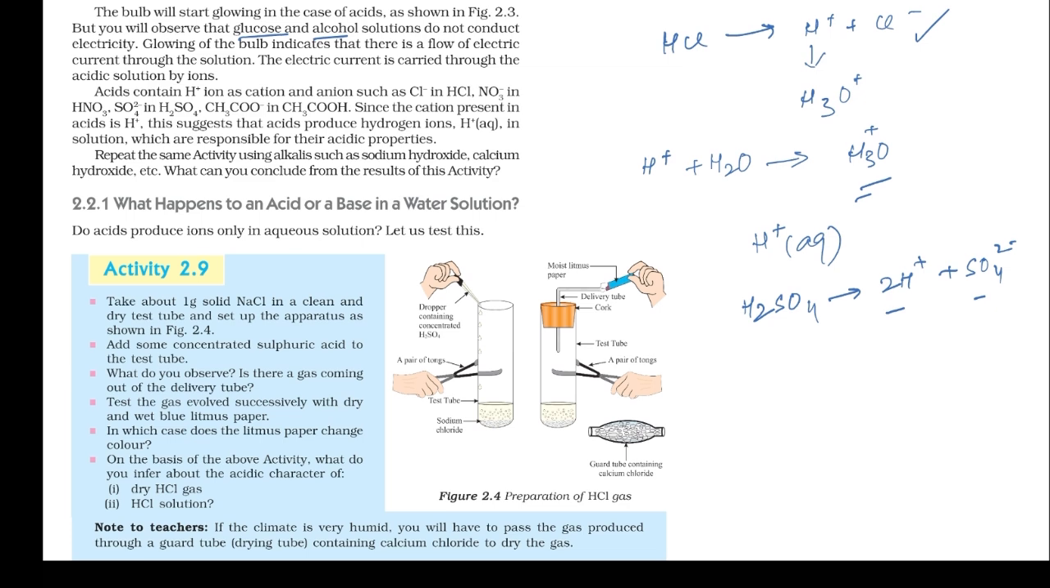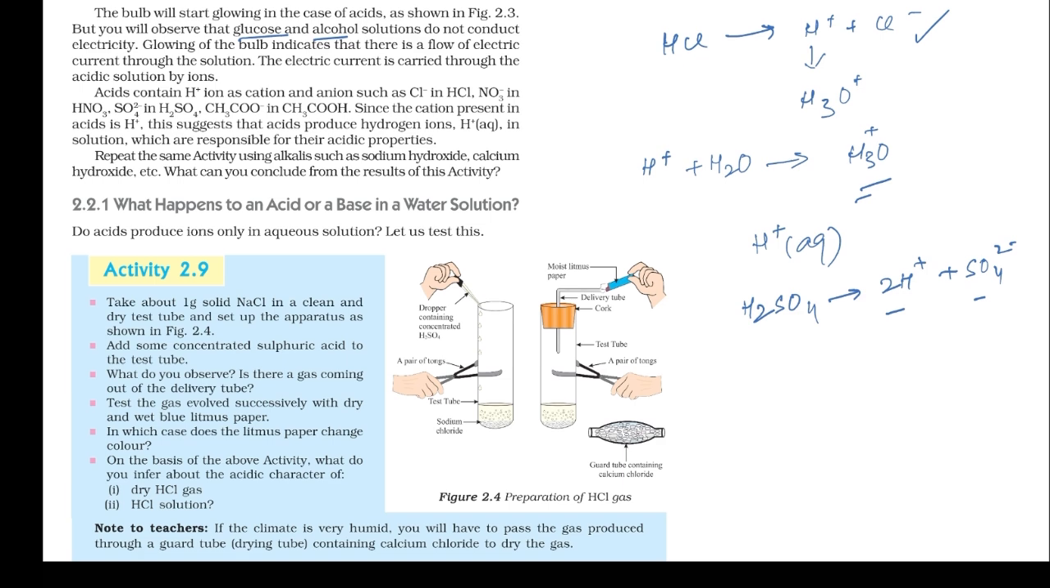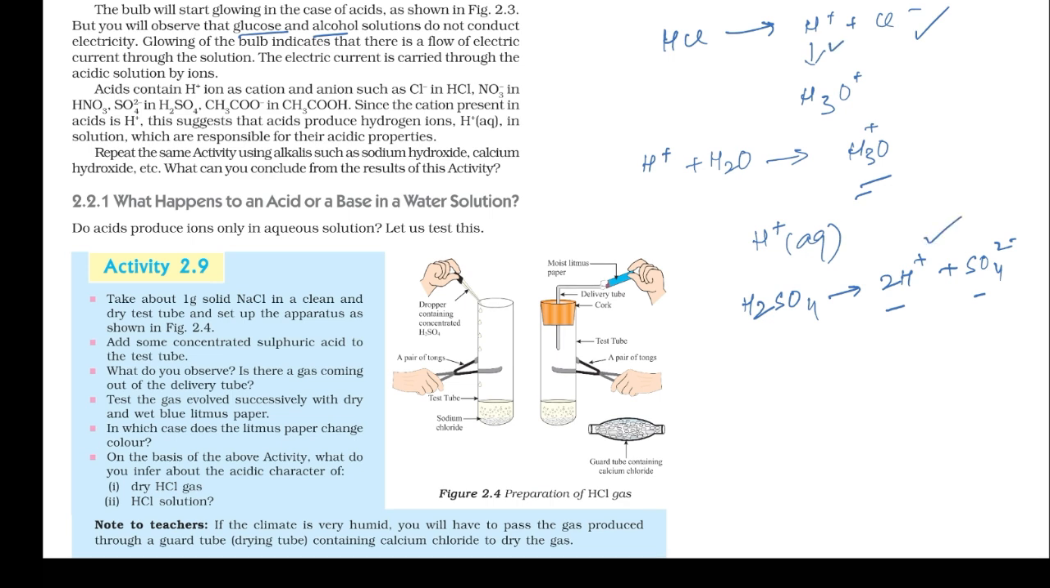Now the cation present in the acids is the H+ ion. So it suggests that the acids produce H+ ions and it is responsible for the acidic properties. Cation means positive ion. So the positive ion given by the acids is the H+ ion, and therefore the acidic properties of acids are due to this H+ ion.